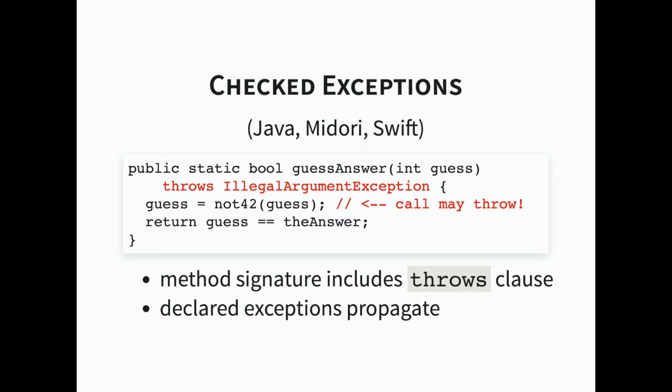Second, when a function contains a call to another function which throws, the outer function must either catch and handle the exception, or it must specify in its own signature that it throws. And if the exception type is specified in the throws clause for the inner function, that exception type must also be propagated via the method signature for the outer function. Here we see that the method body for our guessAnswer method contains a call to not 42, which we have seen previously may throw an illegal argument exception. As a consequence, the method signature for guessAnswer must also specify that it can throw an illegal argument exception.